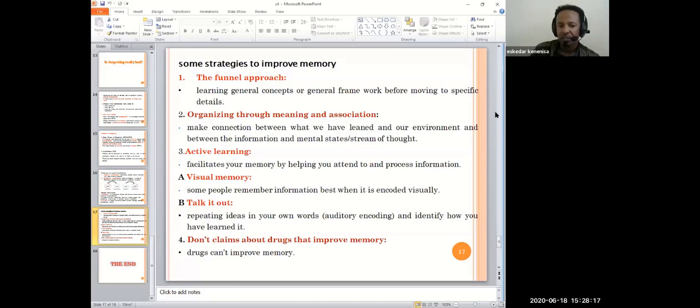So the fourth one, the last one, is don't claim drugs that improve memory. Please.